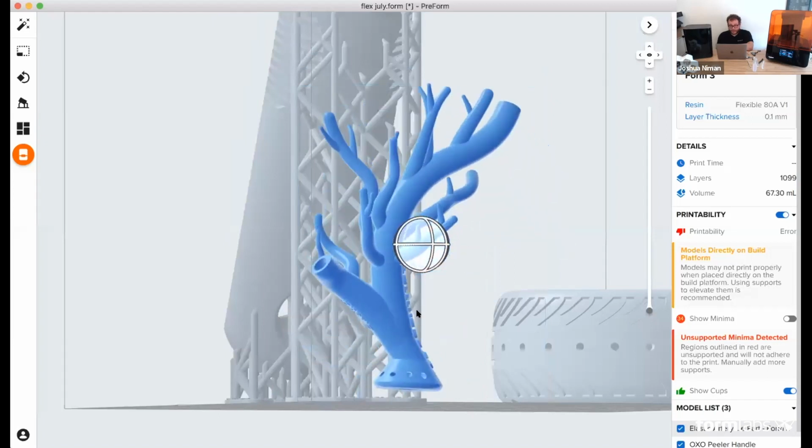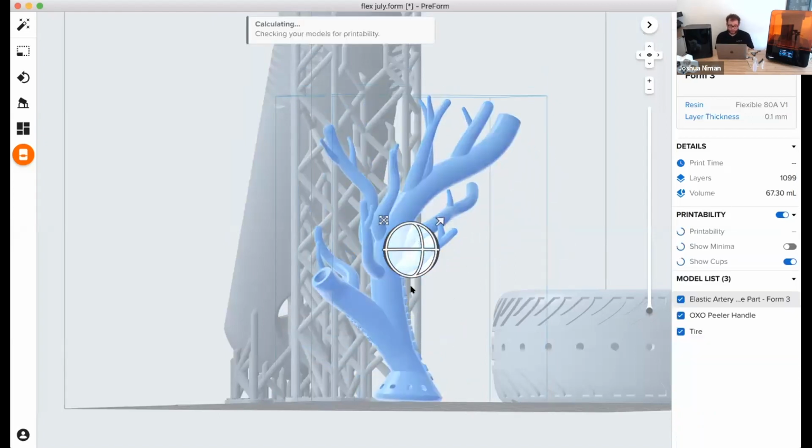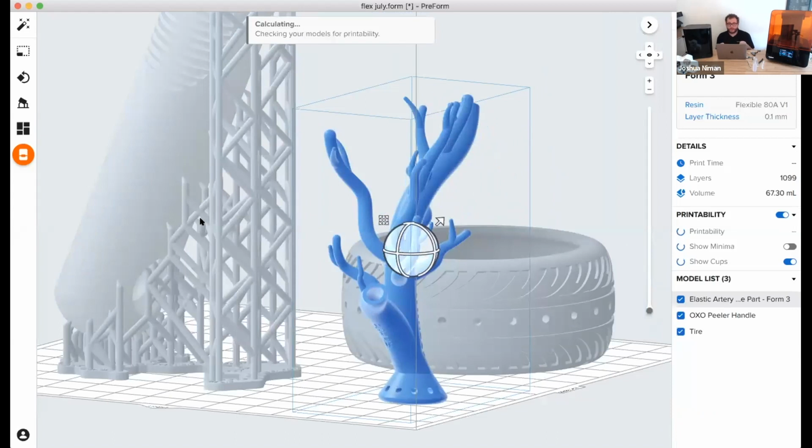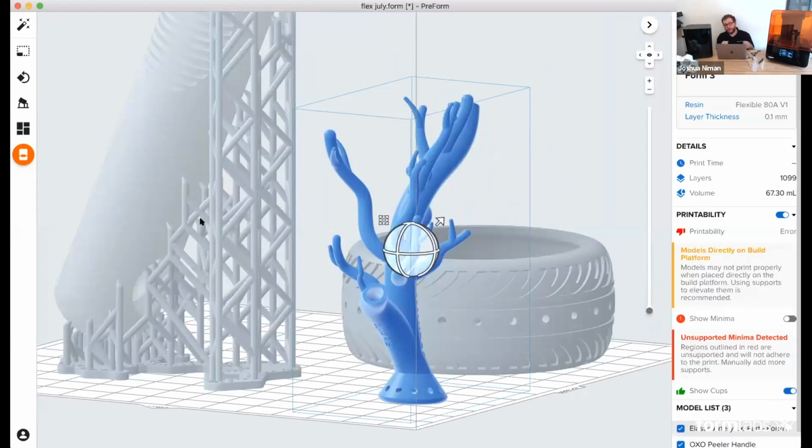So I want to talk about actually working on a part that requires supports, and the differences between supports on this material and Flex V2, as well as some of my philosophy around supporting these parts.